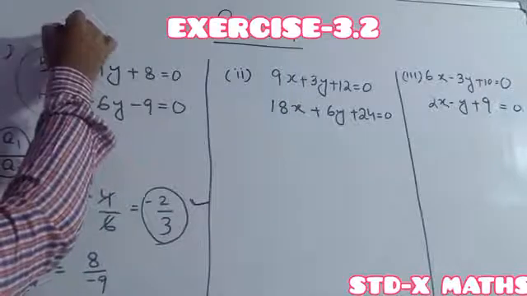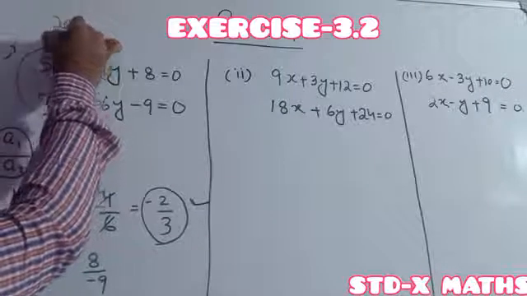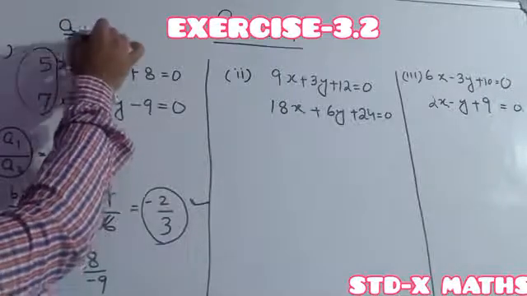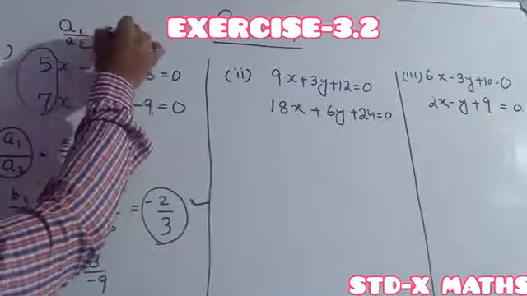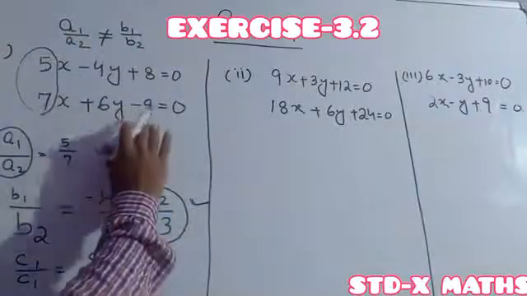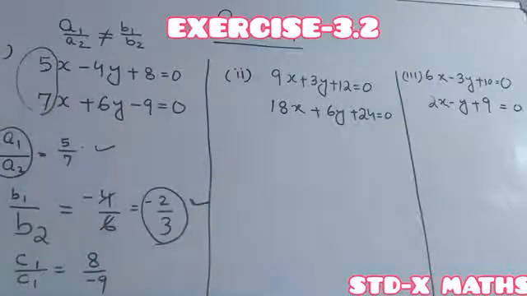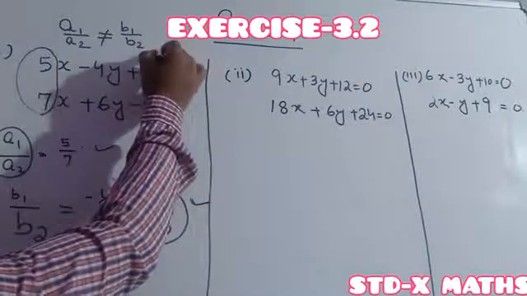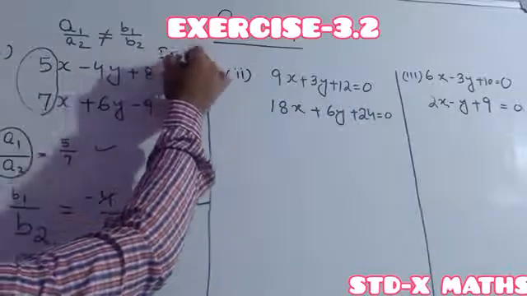As already said, whenever a1 by a2 is not equal to b1 by b2, both lines intersect one another. So here they are intersecting lines.